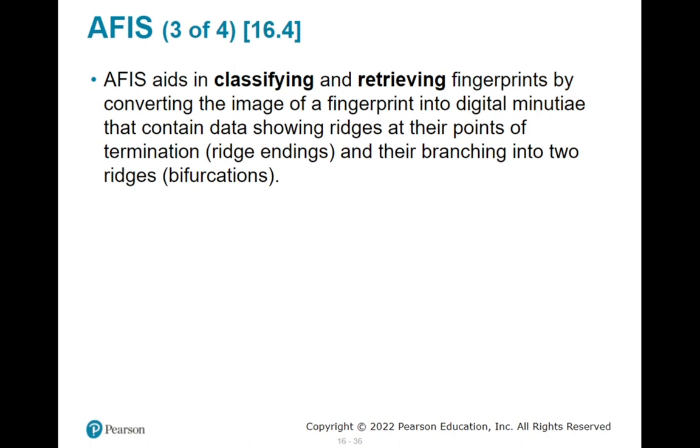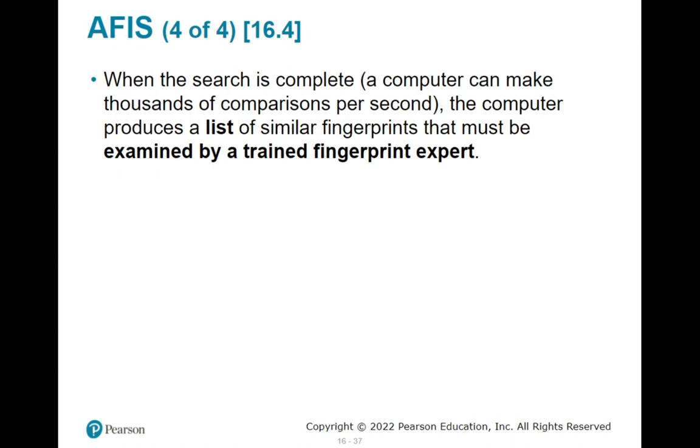So AFIS aids in classifying and retrieving fingerprints. It's going to convert this image of a fingerprint into a digital minutia so that we can see those. It contains data showing the ridges at their points of termination, which we call ridge endings, and then their branchings into 2 ridges, which we call bifurcations. When the search is complete, a computer can make thousands of comparisons per second.